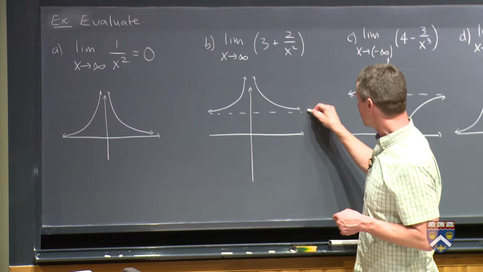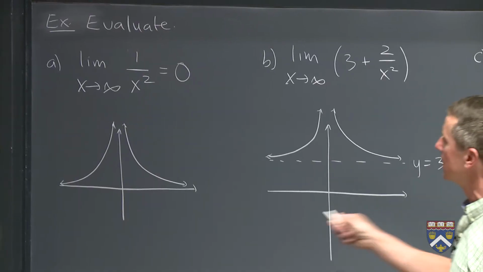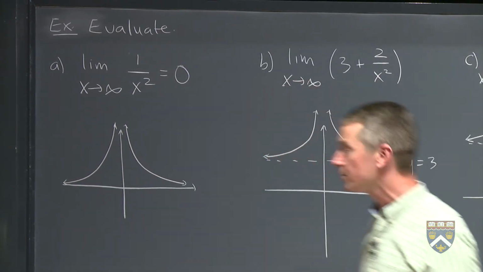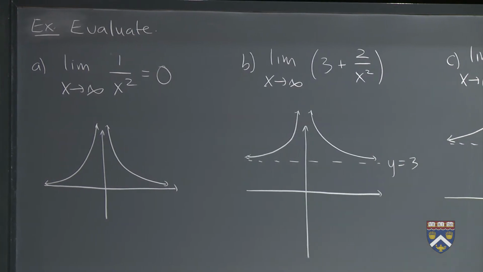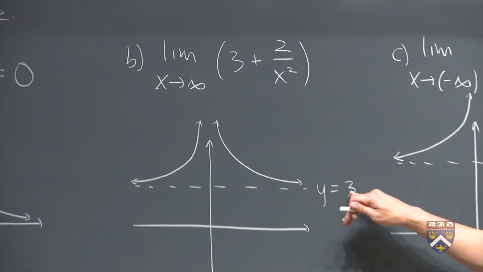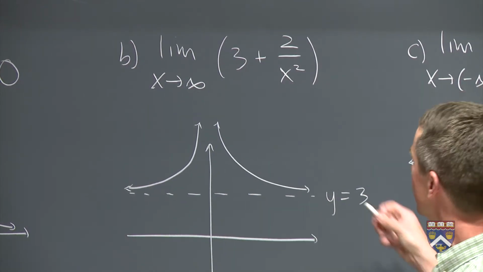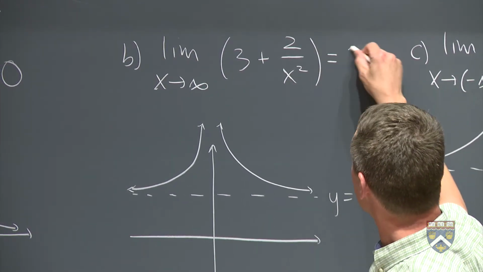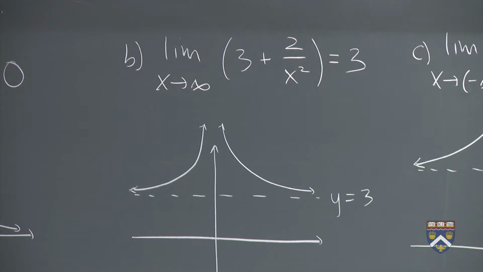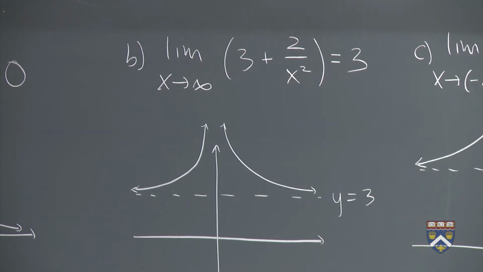So now this horizontal asymptote that used to be down here at y equals 0, the plus 3, as we learned last week, shifts the graph up 3 units. Now we've got a horizontal asymptote at 3, meaning that now when x goes off towards infinity, the y values here get closer and closer to 3, not to 0.